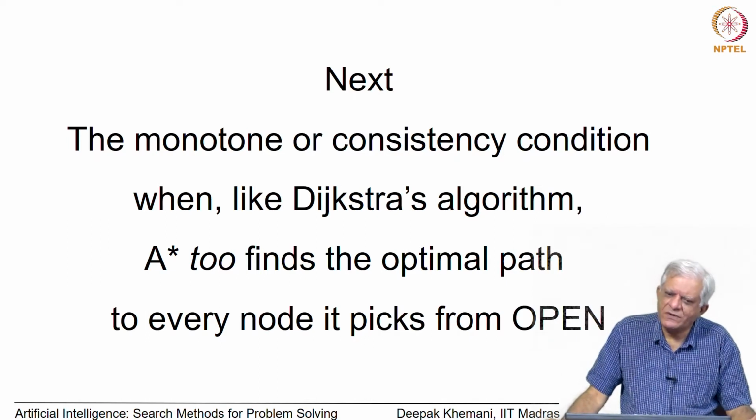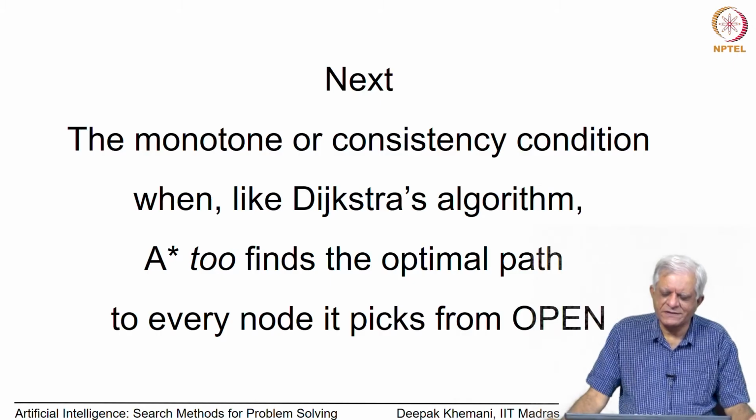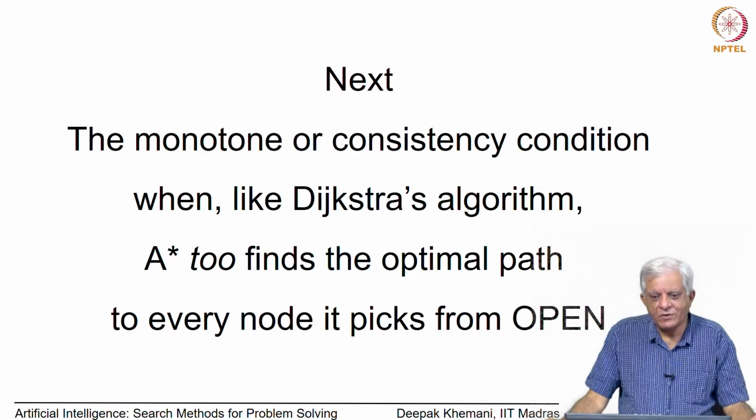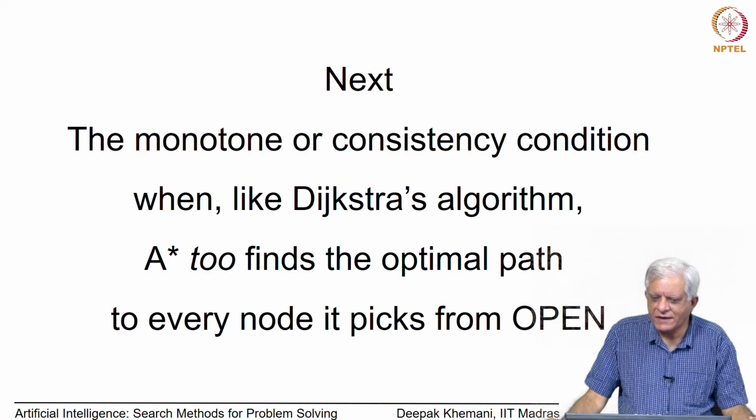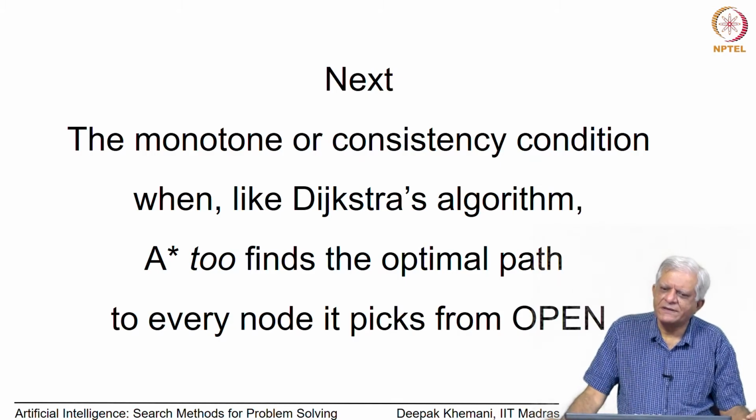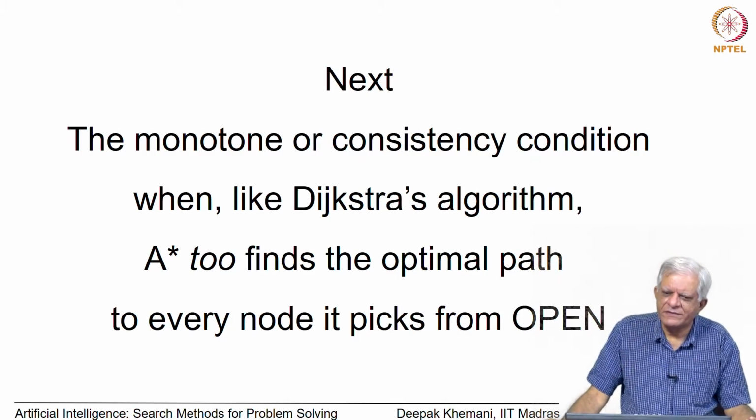So, what we will do now is to first look at a condition on the heuristic function, which will make A star behave more like Dijkstra's algorithm in the sense that if it has picked a node n from open, then at that point it has found the shortest path. And then we will look at a domain which has come up in recent times, which will motivate us to see if we can find admissible versions of A star which require less space essentially.